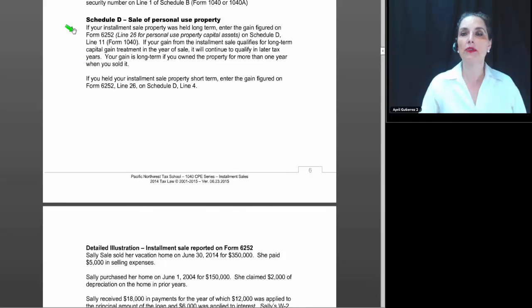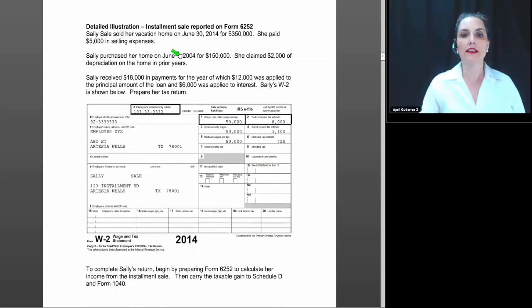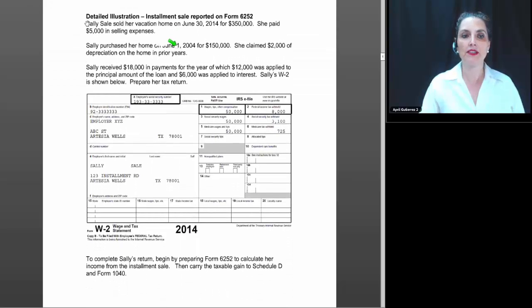If your installment sale property was held long-term, you're going to enter the gain figured on Form 6252 onto Schedule D, line 11. And if your gain from the installment sale qualifies for long-term capital gain treatment for the year of sale, it will continue to qualify in later years as long-term capital gain income. Your gain is long-term if you owned the property for more than 1 year when you sold it. If you held your installment sale property short-term, enter the gain figured on Form 6252 onto Schedule D, line 4 instead. And here is a detailed illustration of how to complete Form 6252.